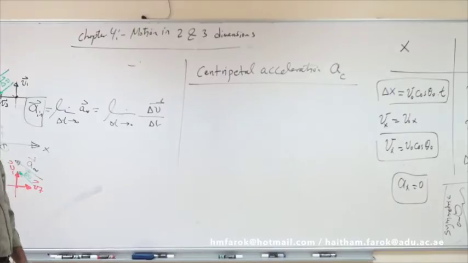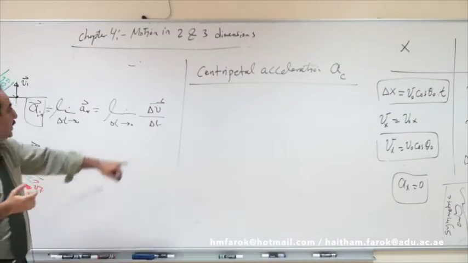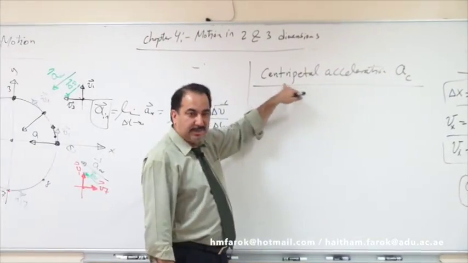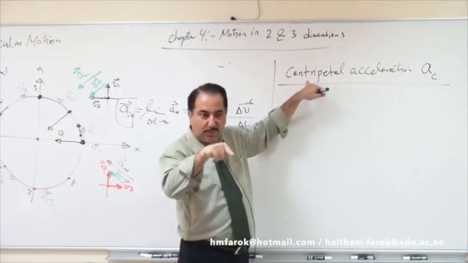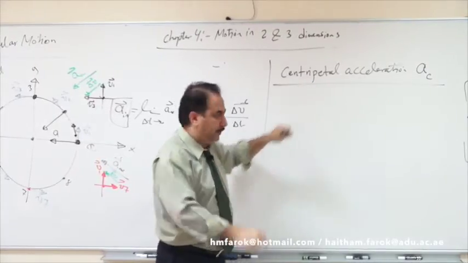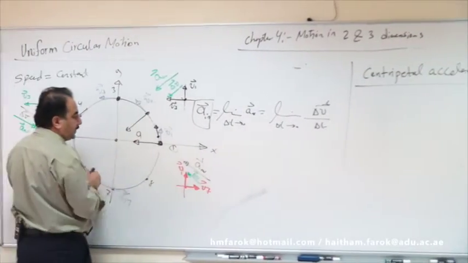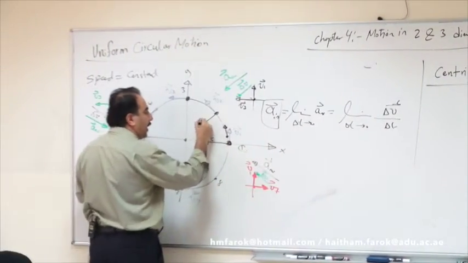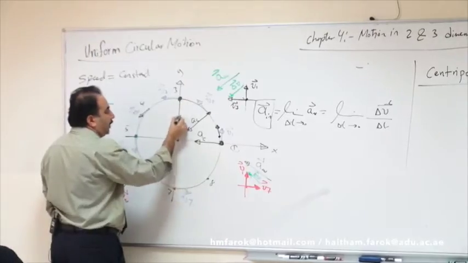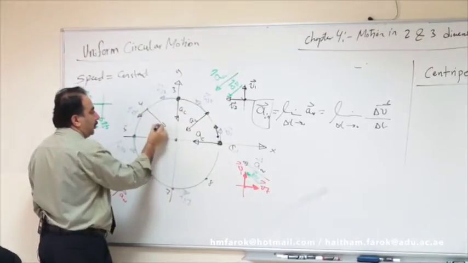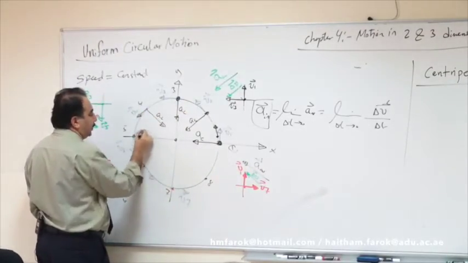Now, why do we call it centripetal acceleration? Because the word centripetal means towards the center. So here, when I ask where is A, you say A is towards the center, and you put A sub C. Here, A sub C. Here, A sub C. Always pointing towards the center.